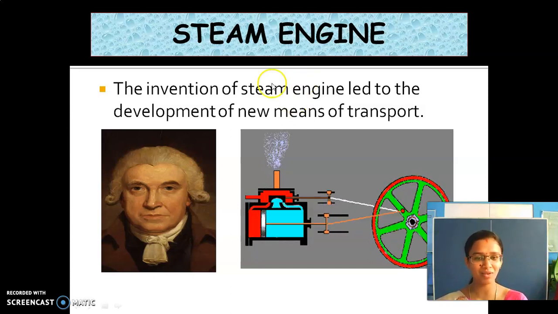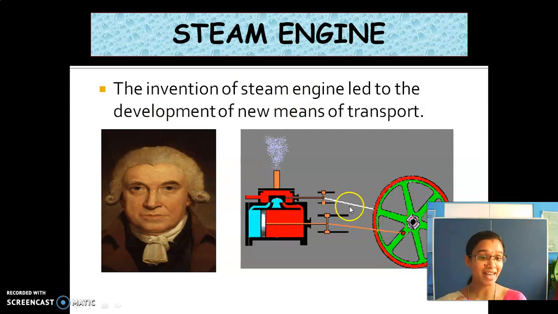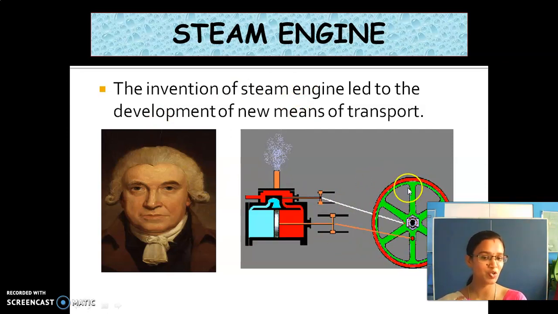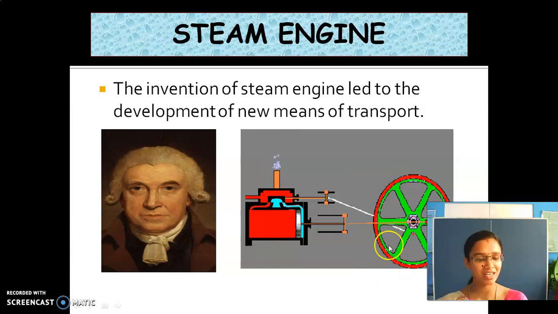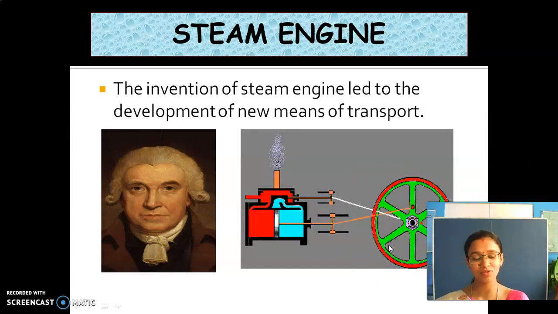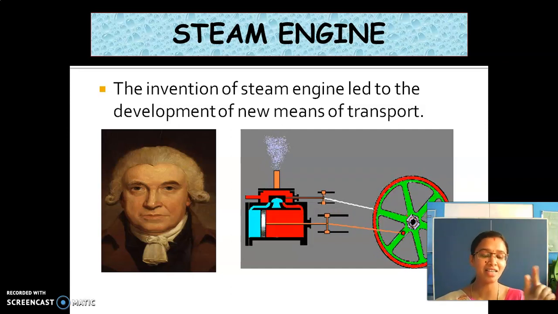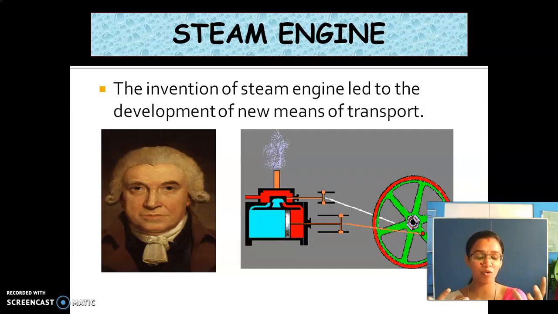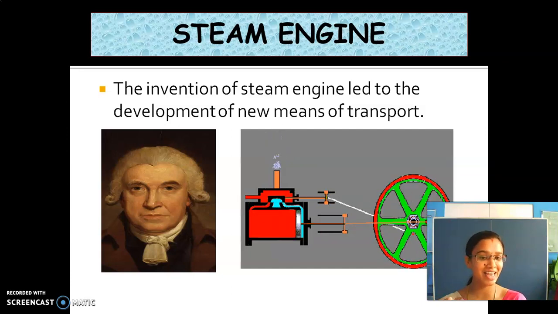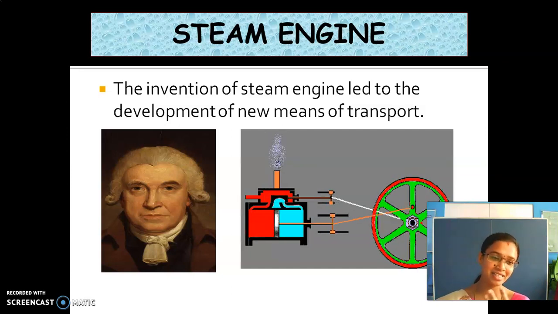With the help of the pressure, these are attached to the pulley and they are attached to a wheel. So it moves, that is, it starts to rotate. So the wheel starts to rotate with the help of the pressure which is created inside the steam engine.